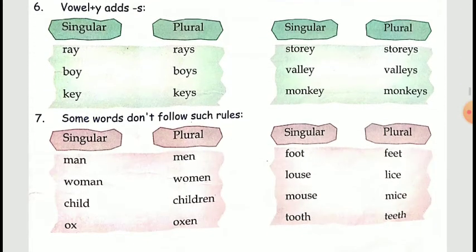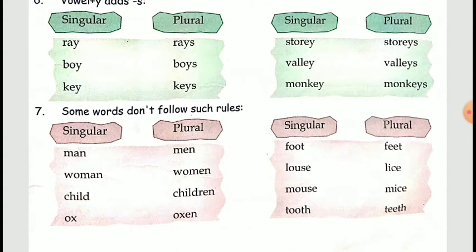Now, there are some words which do not follow any rules. If you want to make the plural form, you don't have to stick to a particular rule. Let's look at the example. Man will change into men as the plural form. Woman will become women. Child will become children. Ox, oxen. Foot, feet. Louse, lice. Mouse, mice. Tooth, teeth. Now, all these words don't follow any particular rule for changing into plural forms.